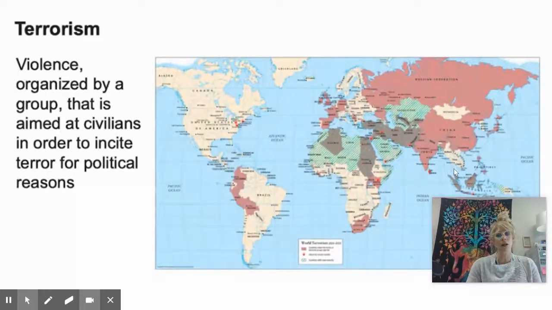But it didn't just happen here. This is happening all over the world. When groups do not get along, they will instill terror in other groups. We see this with ISIS as well, right? ISIS is a terrorist group.